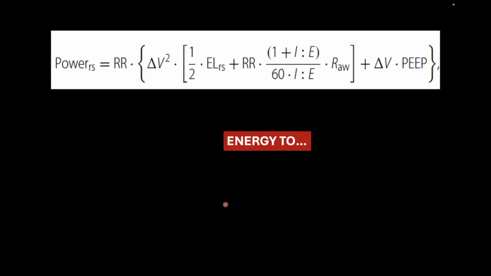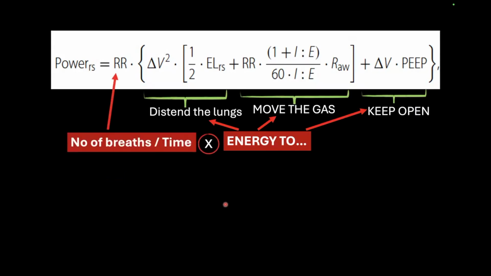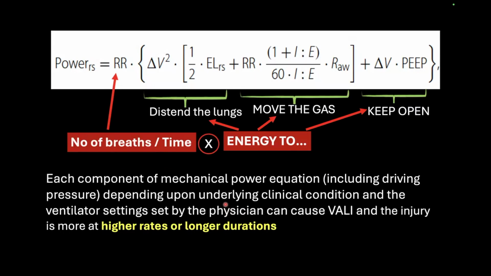This means the energy which is used to distend the lungs, to move the gas, and to keep the lung alveoli open will depend upon the respiratory rate. And each component will have its impact only at higher rates.